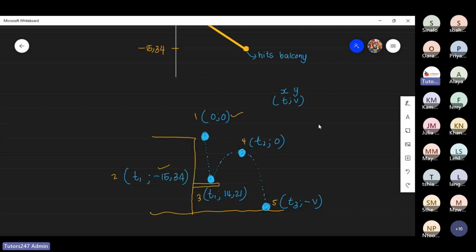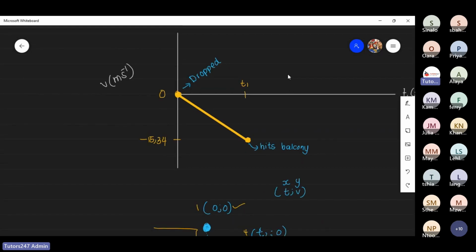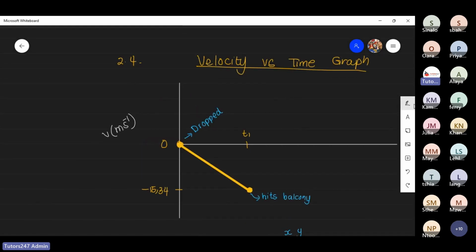So our next coordinate point, point 3, is T1 and 14.21. So we've already plotted T1. Let us label 14.21. So that is going to be somewhere over here. So we've now plotted that point. This is when it rebounds or when it leaves the balcony.